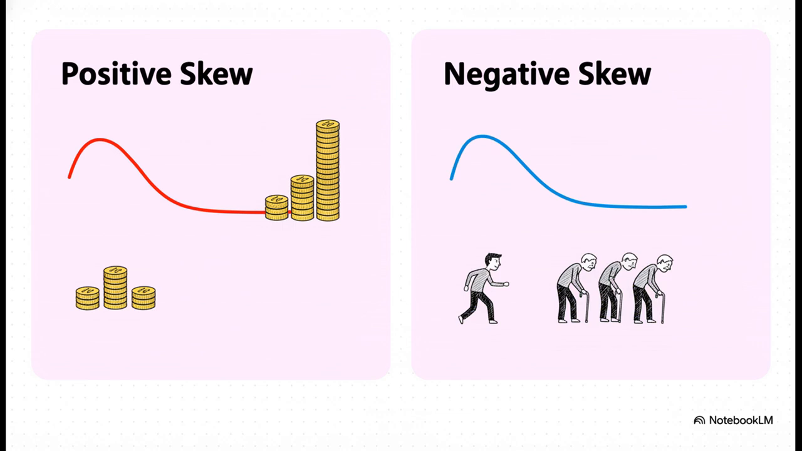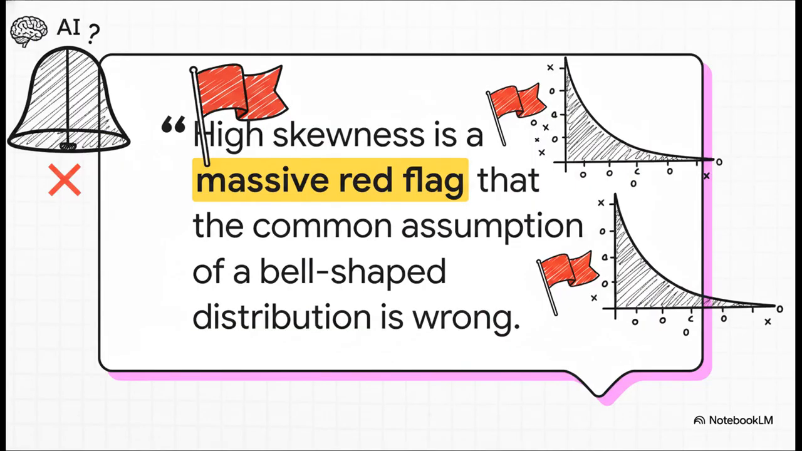Negative skew is just the opposite. Think about age at death. Most people live to be pretty old, with just a few who sadly die young, creating a long tail on the left. So why should our AI care about this? Well, a lot of the simpler machine learning models just assume that the data follows that nice, pretty symmetric bell curve. So if a data scientist calculates the skewness and gets a big number, it's a massive red flag. It's like a warning light on the dashboard screaming, hey, your basic assumptions about this data are wrong, and your simple model is probably going to fail.